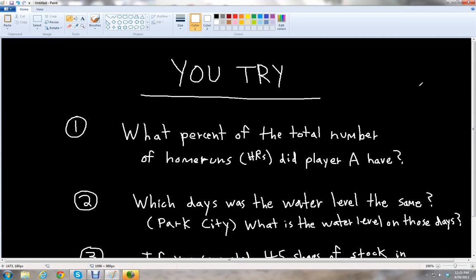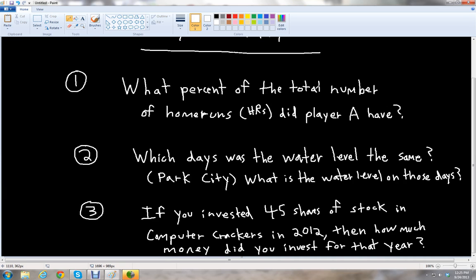So I have 3 U-Try problems for you to try on your own. Feel free to look back at the table, bar graph, and line graph that I presented to you earlier. You can feel free to rewind the video, so that way you can answer the questions. So let's read the questions out loud. We have, what percent of the total number of home runs, that's the HRs in the table, did player A have?